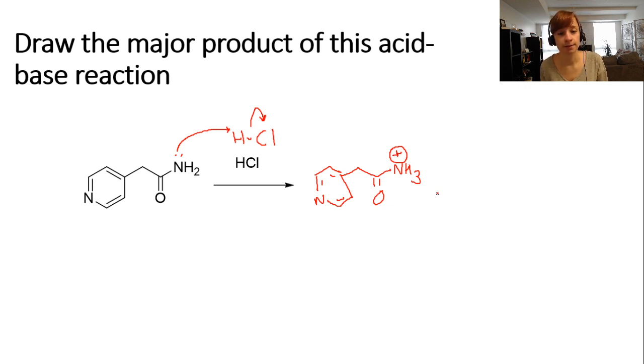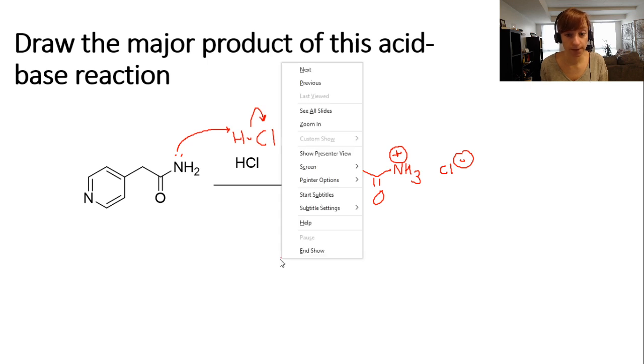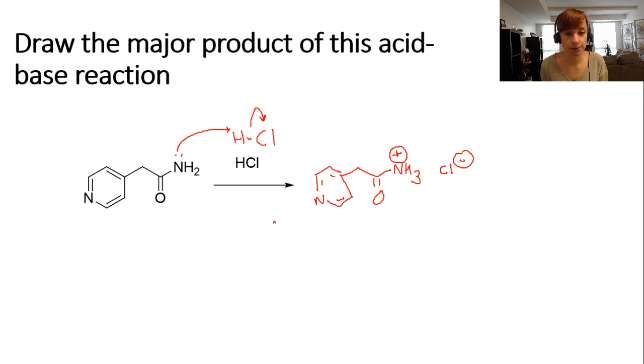Now it said in the question that you didn't have to draw counterions, but if you did, your counterion would be Cl-. So this forms a salt, which is quite stable. And it will just stay like this. Okay, and that's it. It's usually in equilibrium, so it will bounce between the salt form and the neutral form.